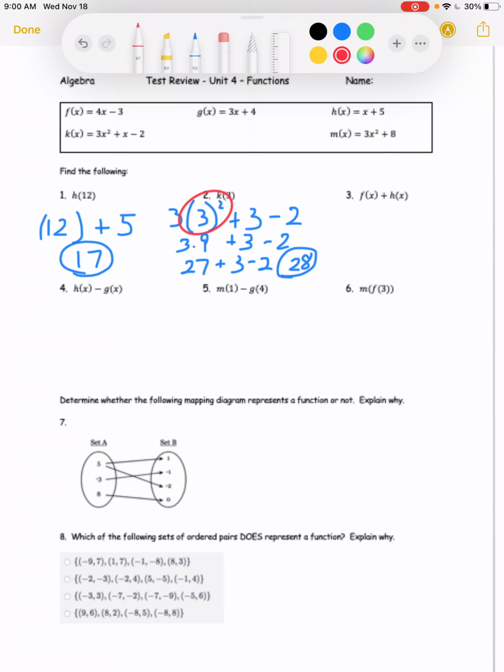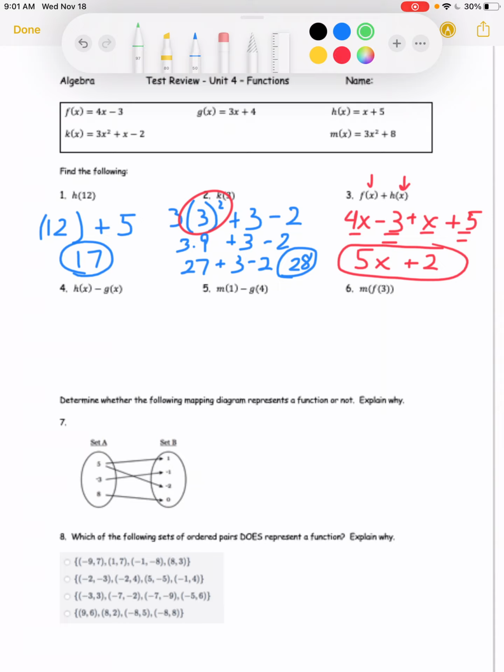Anytime, so I'm looking at number 3 now, anytime you have x's in there instead of numbers, it means that you're just going to push things together and combine like terms. So if I have 4x minus 3 and x plus 5, and they're being added, I'm just going to combine those. Don't make it complicated. The answer is going to look weird. You're going to have 4x and 1x makes 5x. You're going to have negative 3 plus 5 to get positive 2.